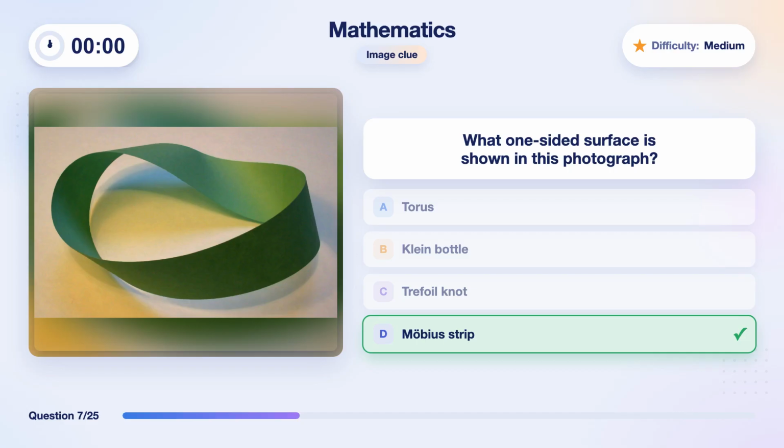Yes, Mobius strip. A paper strip joined with a single half twist forms a surface with only one side and only one boundary curve. It is the Mobius strip, the simplest non-orientable surface, discovered independently by August Ferdinand Mobius and Johann Benedict Listing in 1858.